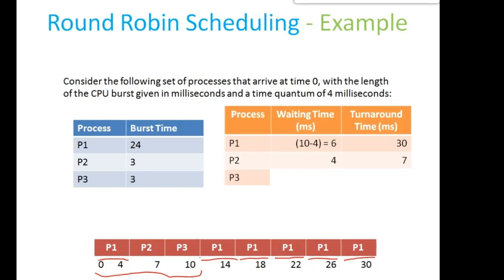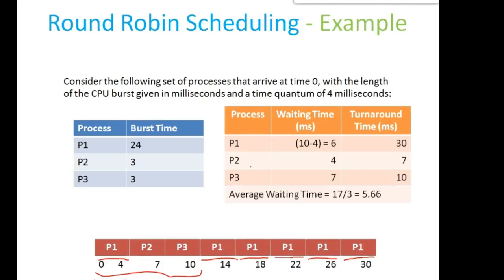So if you calculate the average waiting time and average turnaround time, the total waiting time is 17 milliseconds. 17 by 3, you will be getting 5.66 milliseconds. Then the total turnaround time is 30 plus 7, 37, then plus 10, so 47. So 47 is the total turnaround time. Average is 47 by 3, is 15.66 milliseconds.